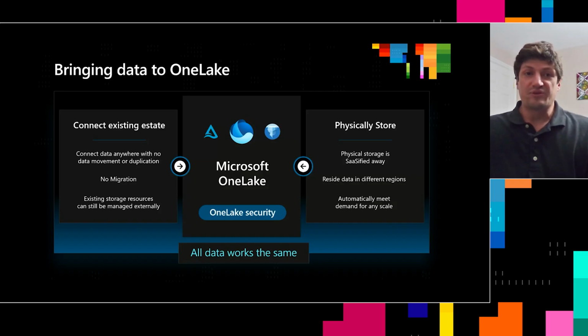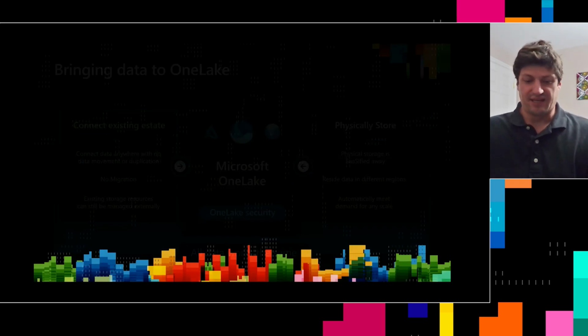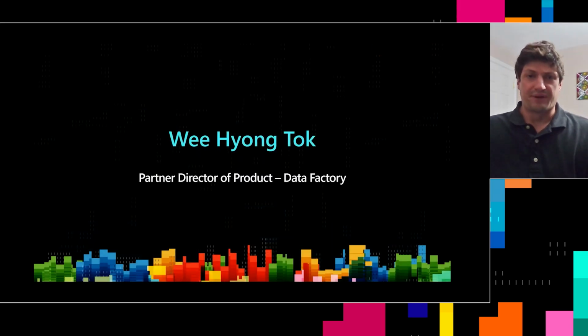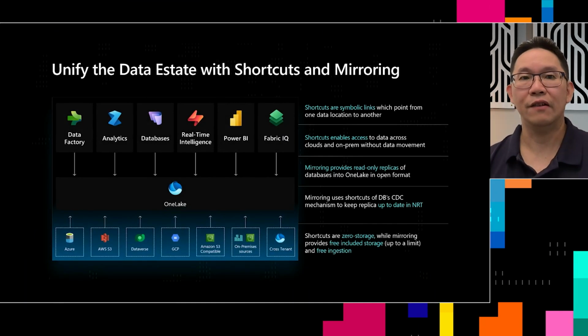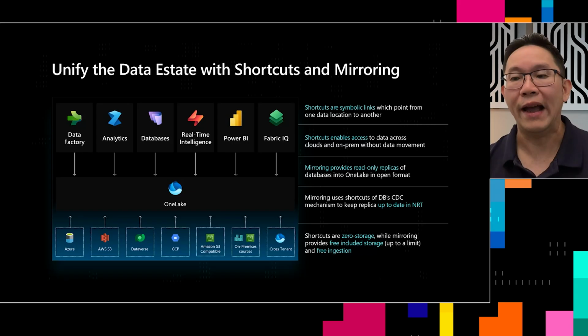Let's look at all the improvements we've done for connecting your existing data estate. For that, I'm going to bring Hyong up here. Thank you, Josh. Now in this section, we're going to cover how you could unify your data estate with shortcut and mirroring. Now shortcuts are super cool. It allows you to connect to your data wherever it is. More importantly, there's no data movement, and you could use shortcut to connect data that is on premises or in any cloud.